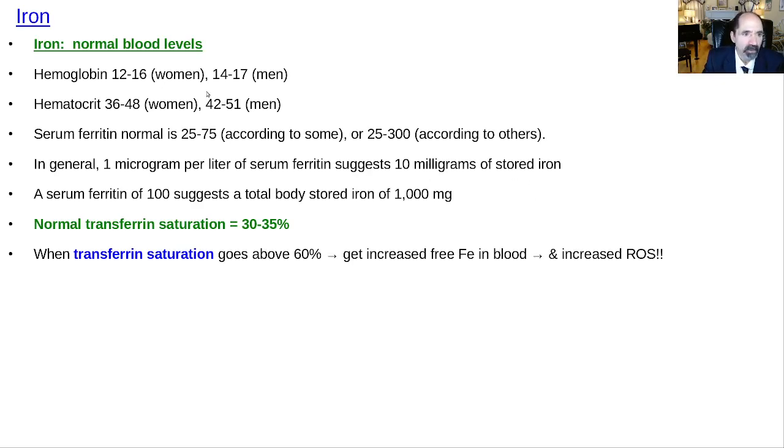Okay, so a few things about normal iron. Here's about normal hemoglobin in a woman. It's a little bit lower than in a man. Hematocrit, just in general, you can think of as being about triple the number for hemoglobin.